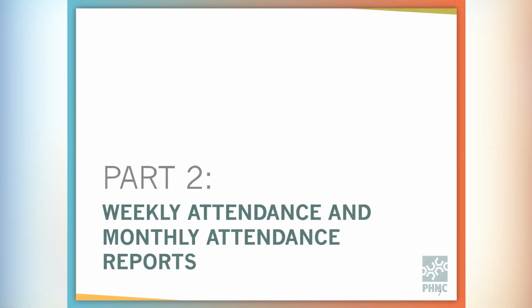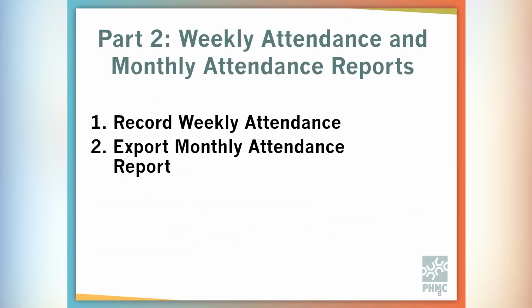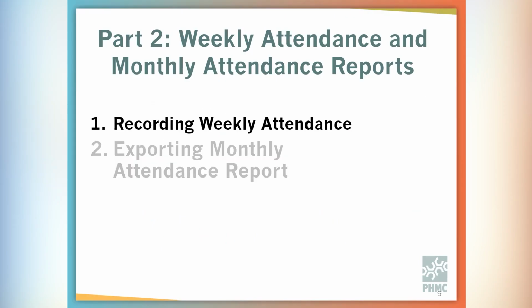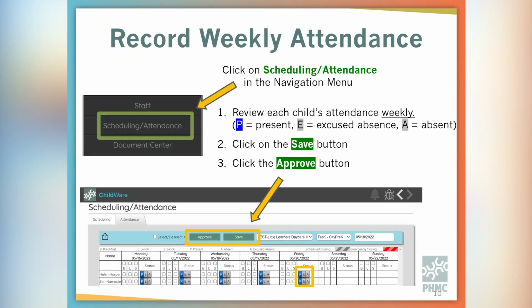So that was site closures. Now we're going to look at your weekly attendance and monthly attendance reports. So this section will cover site closure. Sorry, not site closures. We already did that. Recording weekly attendance and exporting your monthly attendance report. We're going to start with recording the weekly attendance. To record weekly attendance, we're going to go to the scheduling and attendance tab in the navigation menu.